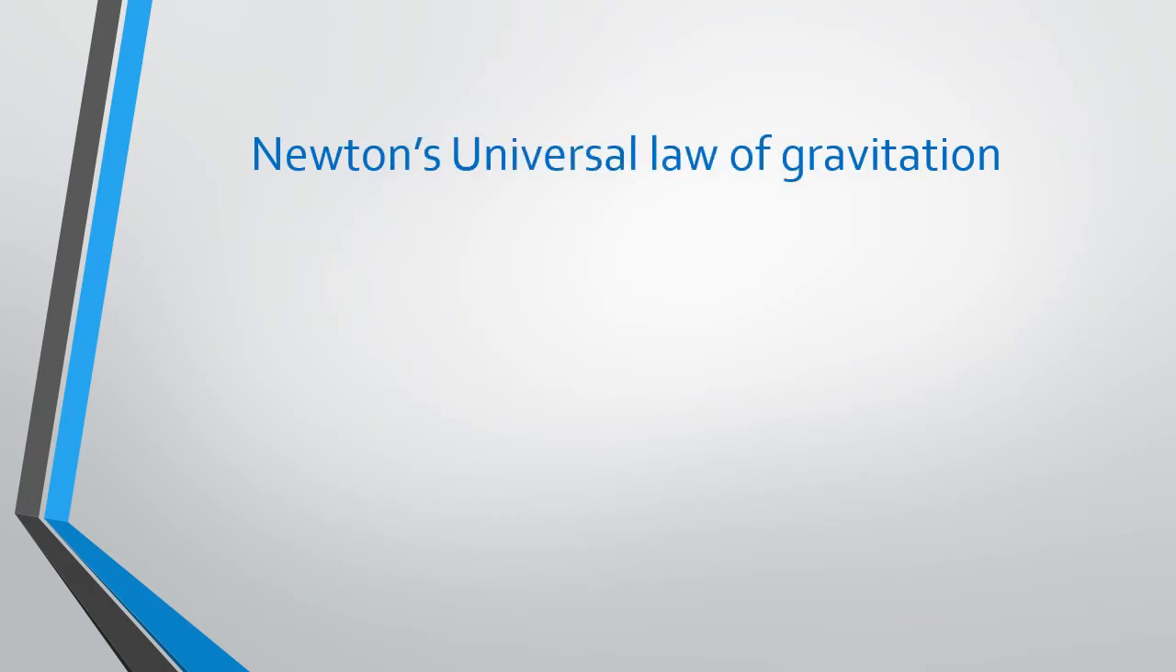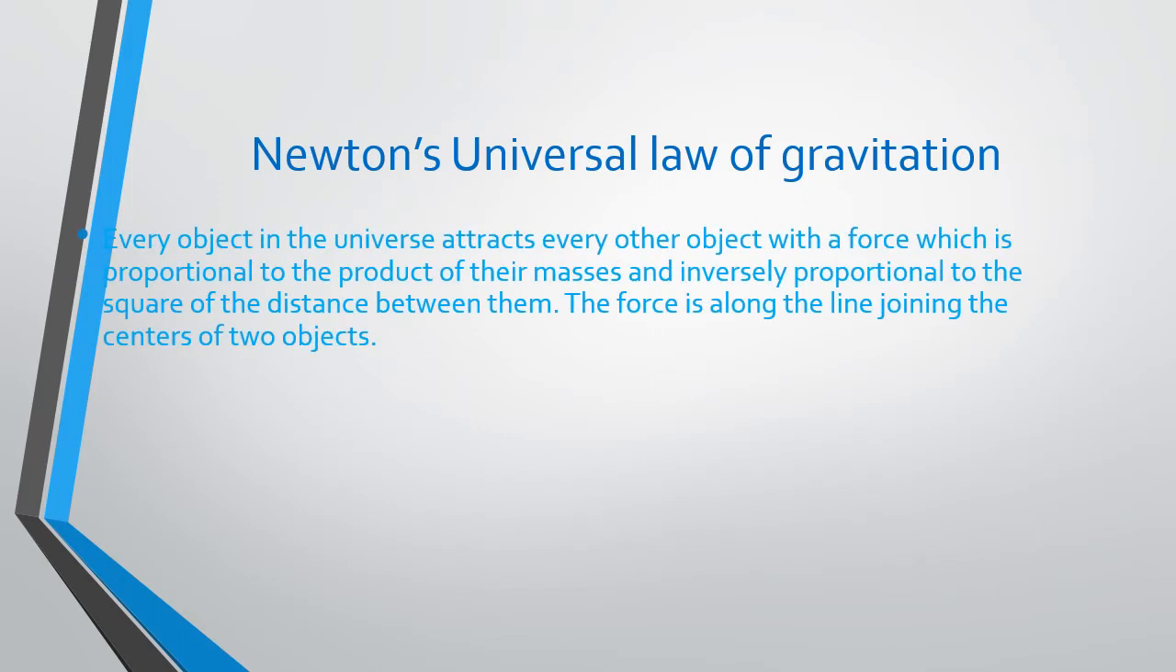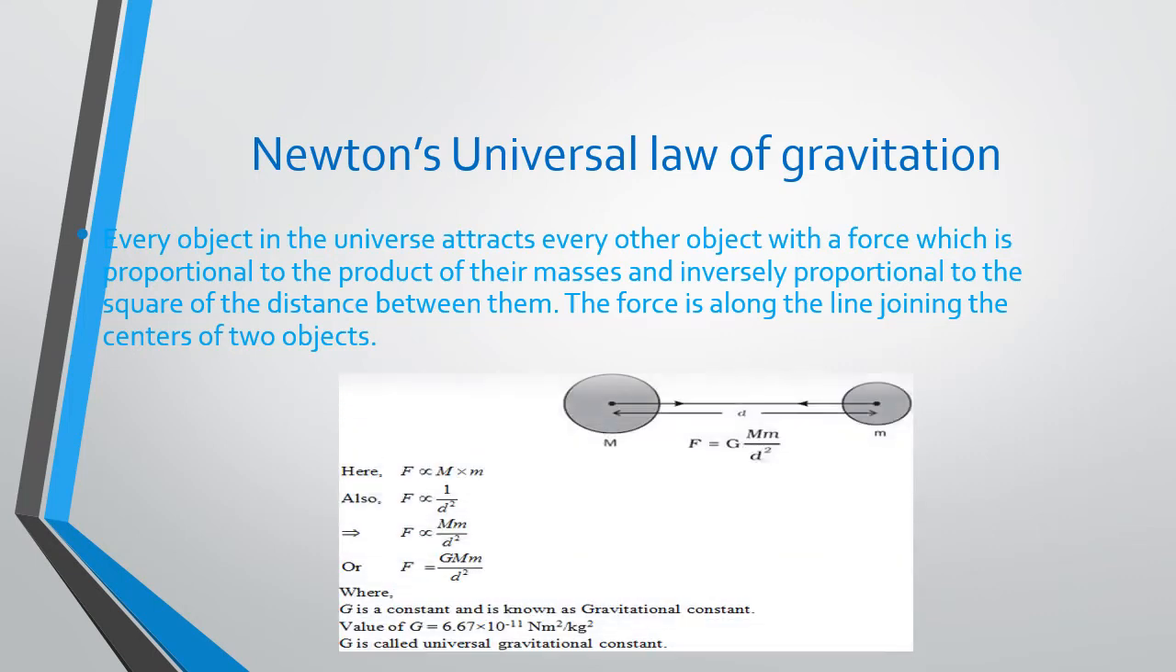Next, we are going to discuss Newton's universal law of gravitation. This can also be called Newton's inverse square law. This law states that every object in the universe attracts every other object with a force which is proportional to the product of their masses and inversely proportional to the square of the distance between them. The force is along the line joining the centers of two objects.